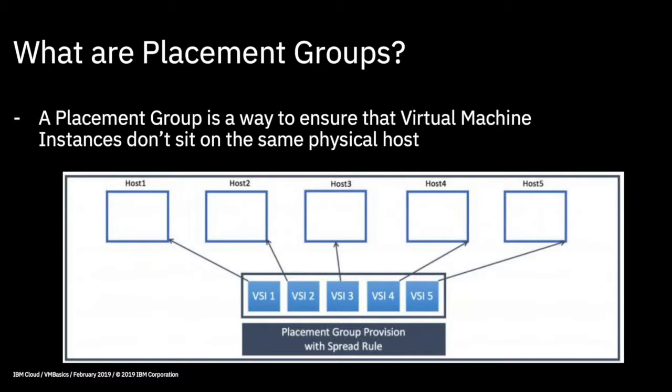As you can see in this diagram, we've got a placement group and then we've got 5 virtual machine instances, and each of those virtual machine instances is physically created on a separate physical host, and that's effectively what a placement group is.